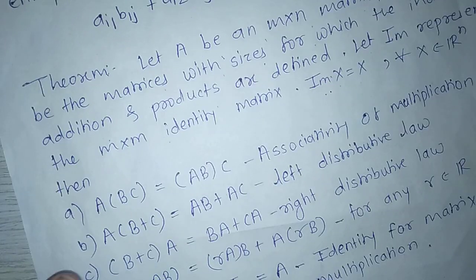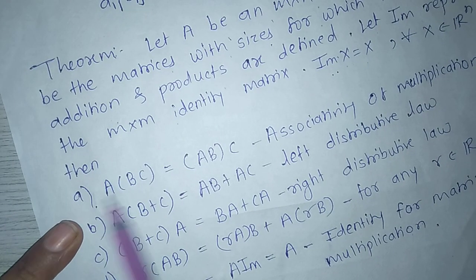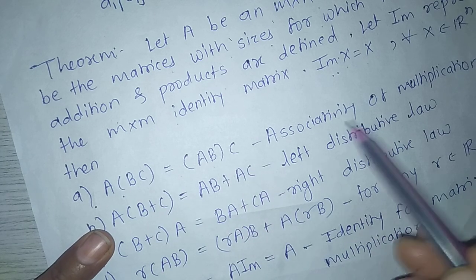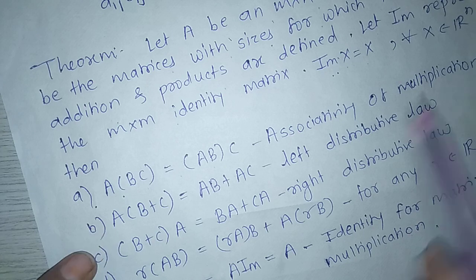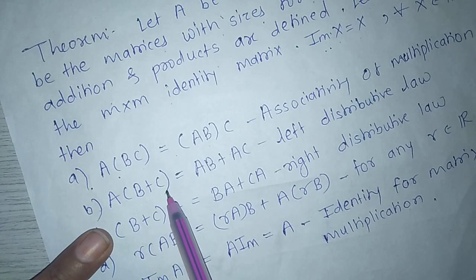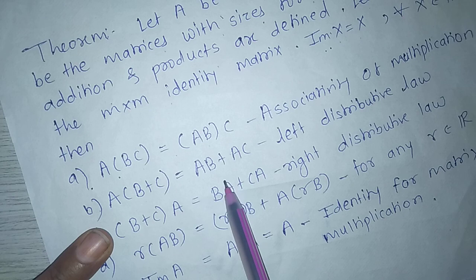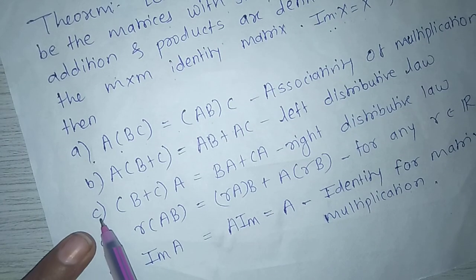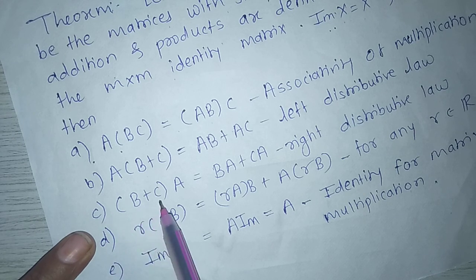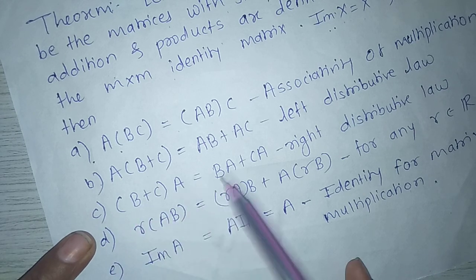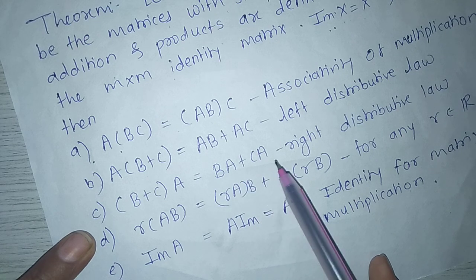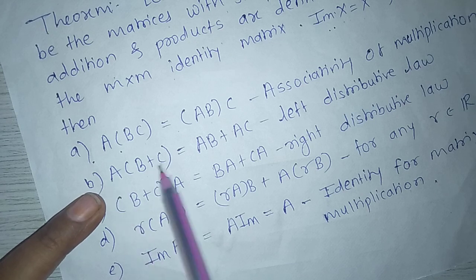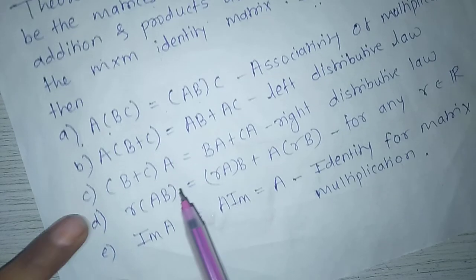Then B and C are matrices with sizes for which the indicated addition is defined, meaning the orders of B and C are equal. Then A into B into C equals A into B into C, associativity of multiplication. Second, A into B plus C equals A into B plus A into C, left distributive law. Next, B plus C into A equals B into A plus C into A, right distributive law. Here is the left distributive law and here is the right distributive law.